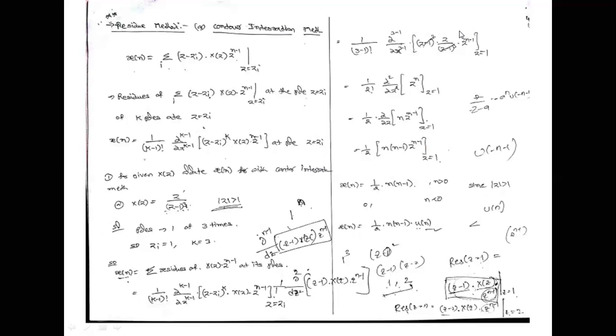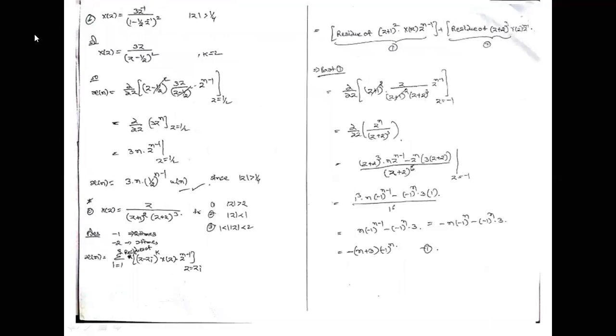See another example of the residue method. X of z is equal to 3z inverse by 1 minus 1 by 2 z inverse whole square. Here, my students, the magnitude of the ROC is greater than 1 by 4. ROC greater than 1 by 4 means the right side only. For the right side, you can multiply with mu of n.